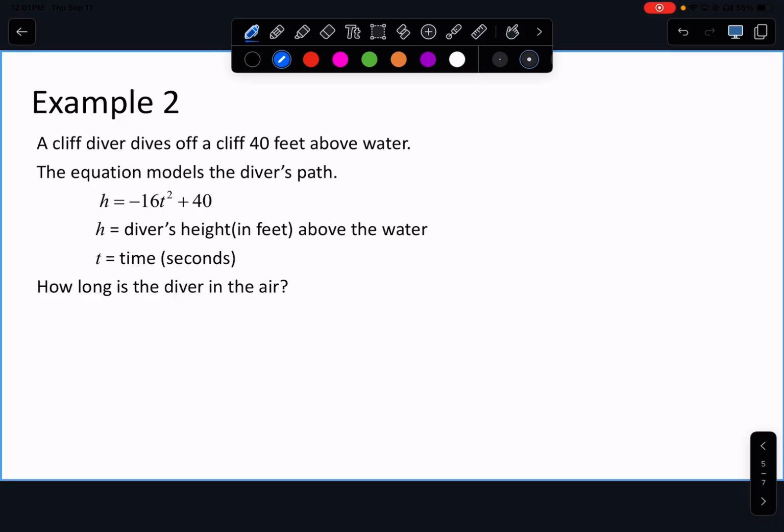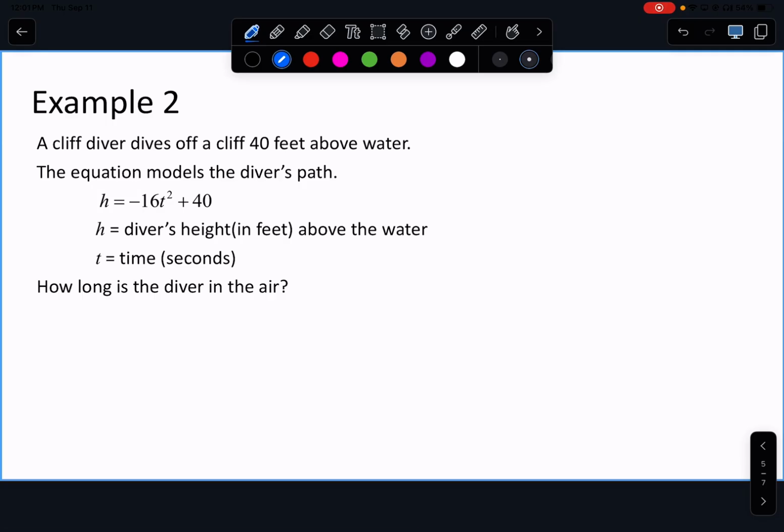Well, in this case, before we start on the equation, what's the maximum that they could be above the water? What do they start at? 40 feet, right? Okay. So over the course of time, they go from 40 feet above the water to 0, right? When do they get to 0 feet above the water? When they hit the water, right? Okay. So what we want to know is how long is the diver in the air?